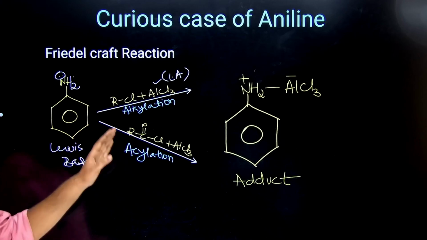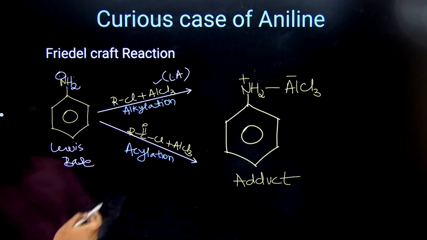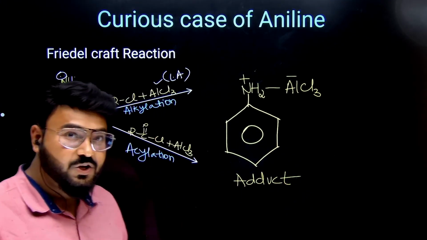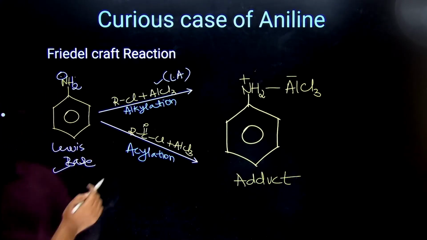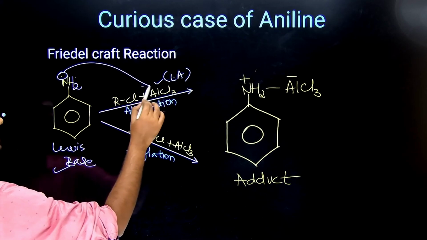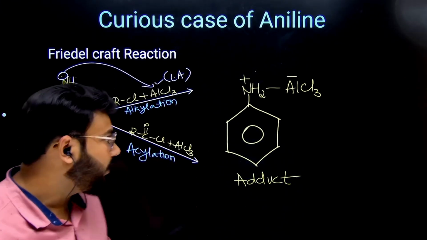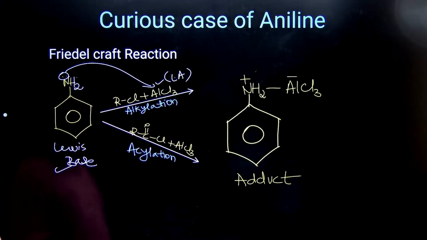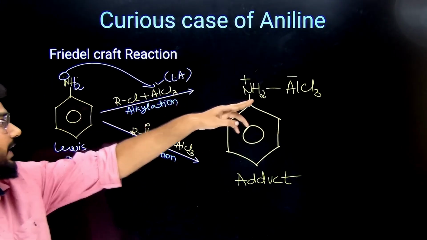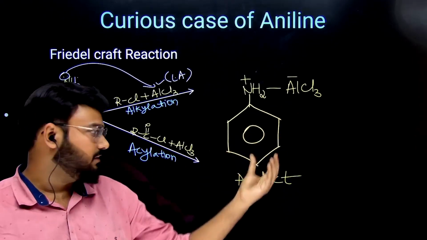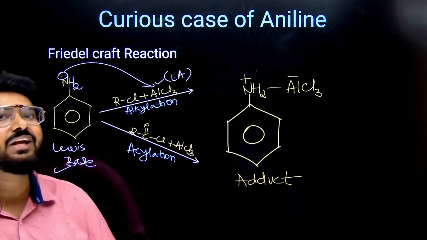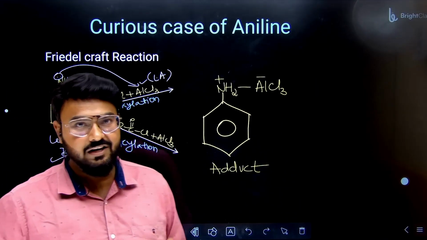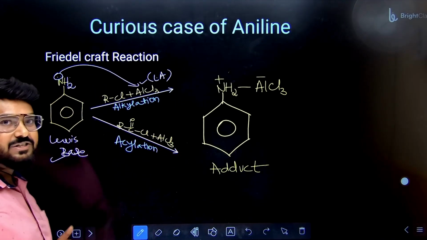So rather than an electrophile attacking here, the Lewis base and Lewis acid will react and form an adduct. First of all, this lone pair will go to AlCl3, because we know Lewis acids are electron deficient. So it will result in NH2 plus, the charge coming on the nitrogen, and aluminium will have a negative charge. Now it forms a positive-negative adduct of the Lewis acid and Lewis base reaction. We can say it has formed an adduct salt. So there will be no Friedel-Crafts alkylation or acylation. The conclusion is that aniline does not give the Friedel-Crafts reaction.